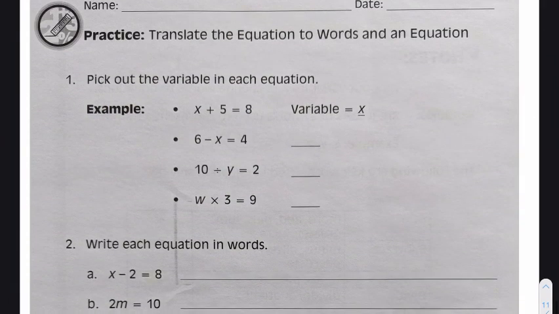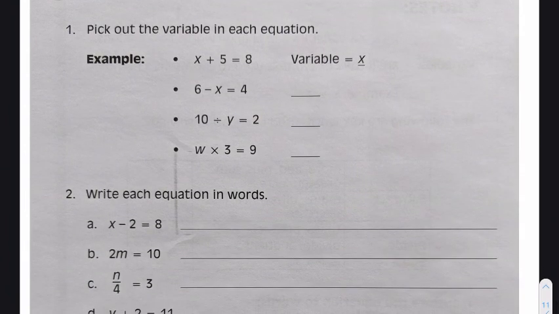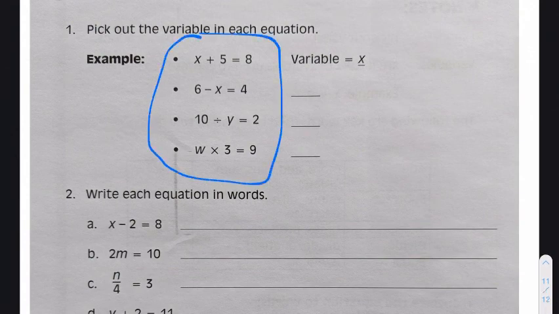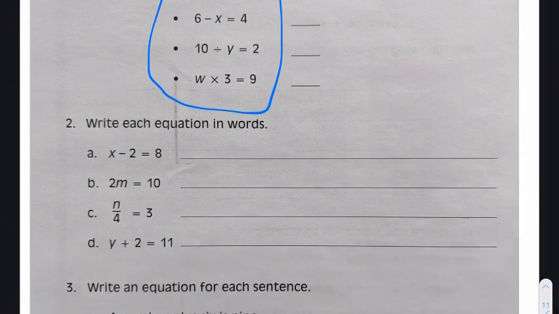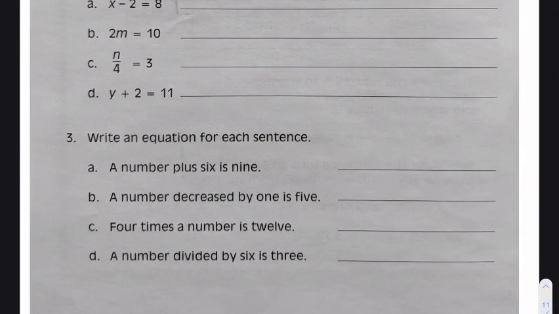Let's go over the instructions for the first page. The first page for your homework here is to translate the equation into words and an equation. For the first question, they want you to find the variable for the example questions right here. You just need to tell me what is the variable. For the next one, number 2, I'd like you to write each equation into words. So I want you to write it into a sentence. And then, for number 3, you have to do it the other way. They give you a sentence, and you need to write it as an equation.